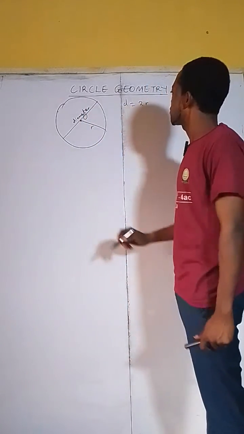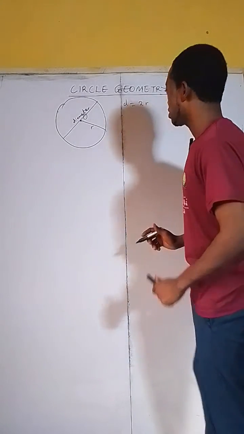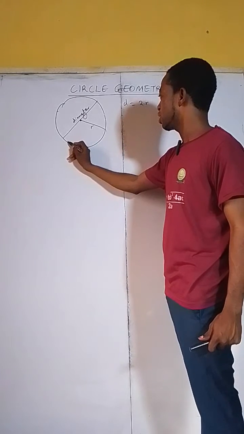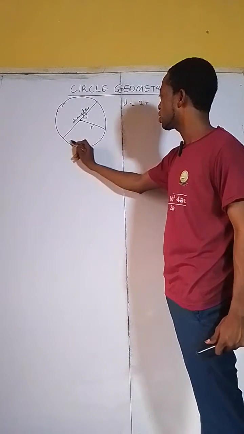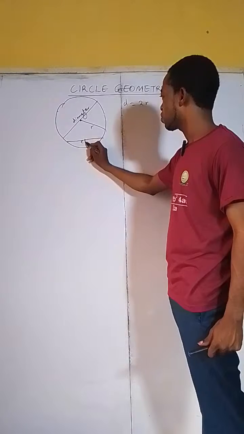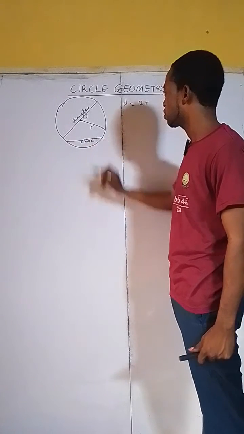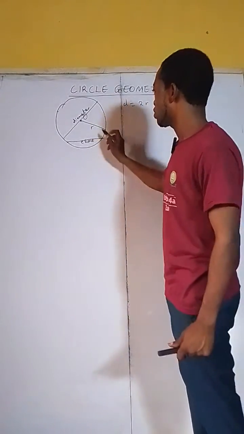And here we also have some other parts. Like we have a line drawn from one part of the circumference to the other. So I have this line now. This line is called a chord. So we have a chord here. So these are the parts of the circle we need to understand.